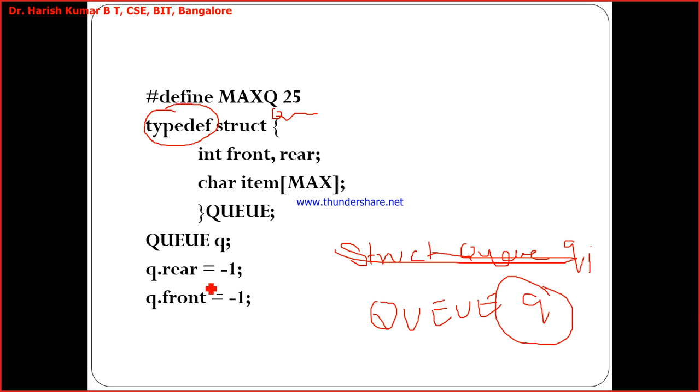Now how do you access the front and the rear? Normal structure access, which I've already told you. If you want to access any structure member using a structure variable, and the structure variable is queue, you have to make use of the dot operator. So queue dot rear, and we are initializing it to -1. What we were doing for top in the stack, top was also initially initialized to -1. In the same way, front and rear both we initialize to -1 in queues also. Okay, people, understood till here?